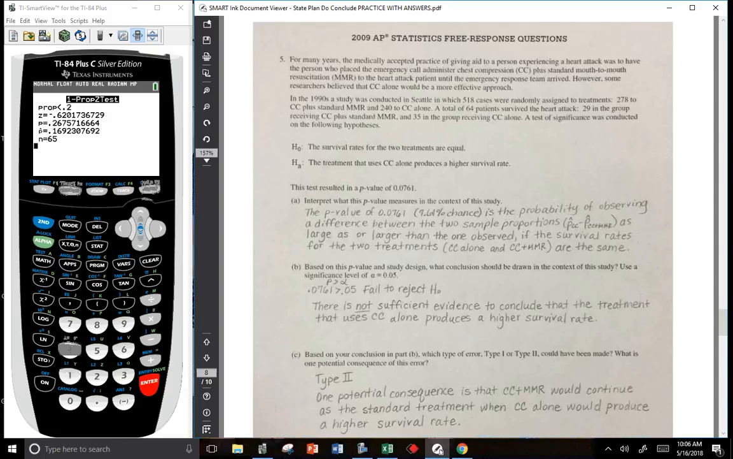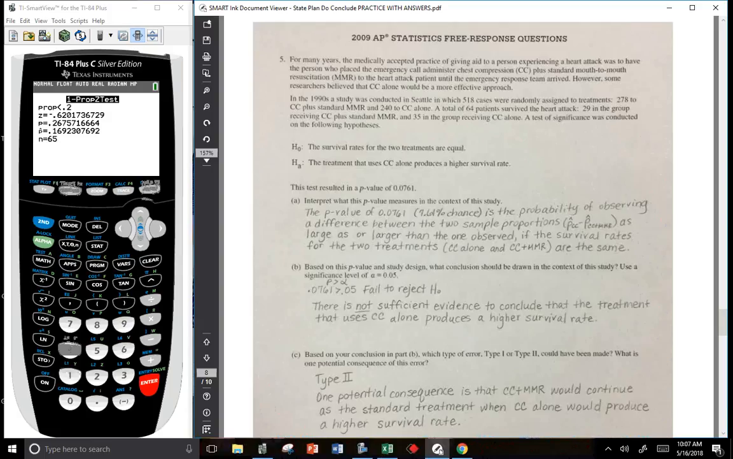Based on this p-value and study design, what conclusion should be drawn in the context of this study? Use a significance level of 0.05. So our p-value is 0.0761. That's greater than alpha, so we fail to reject. Are we all good on reject or fail to reject? Less than we reject, greater than we fail to reject. Then you have to write it in the context of the problem. So there's not sufficient evidence to conclude that the treatment that uses the CC alone produces a higher survival rate.